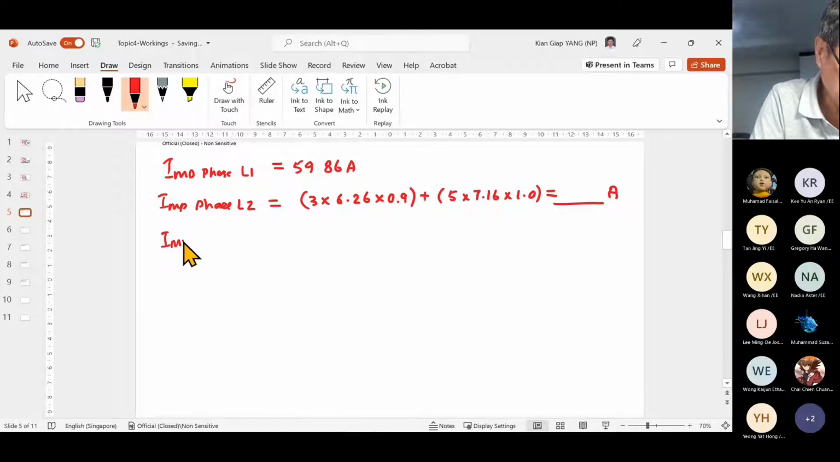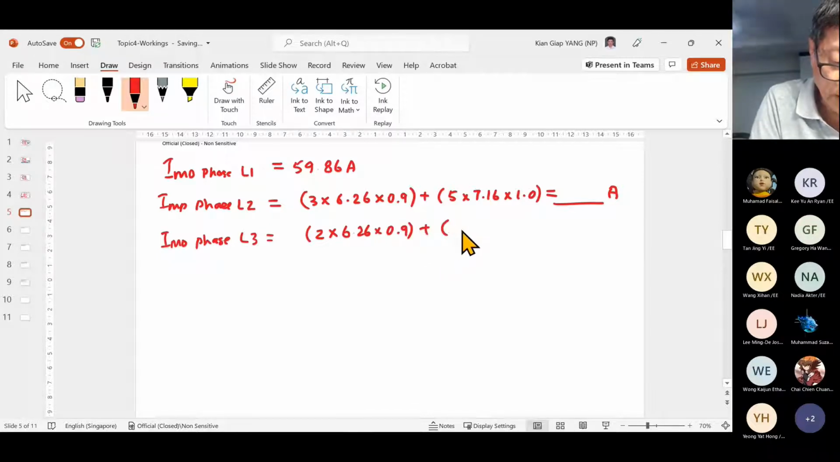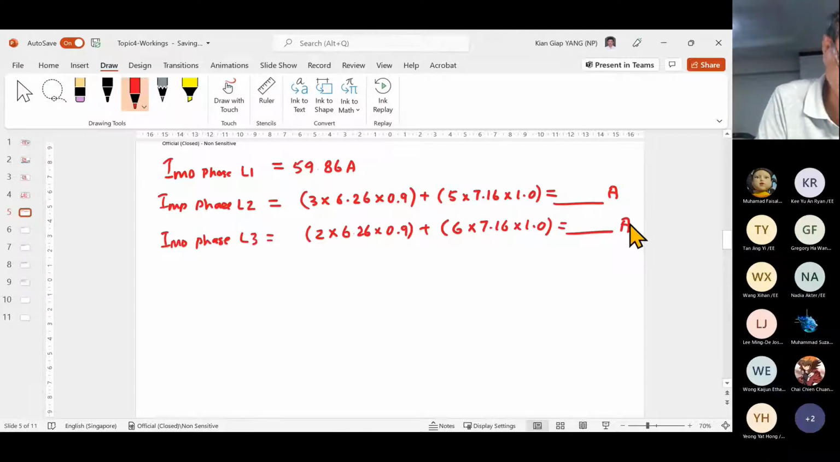Then the last one, the maximum demand for phase L3 will be 2 times only this one, 6.26 times 0.9. But this time, this one, I still have 6 circuits here. 6 times 7.16 times 1.0. Okay, who has a calculator, please provide me the answer here.